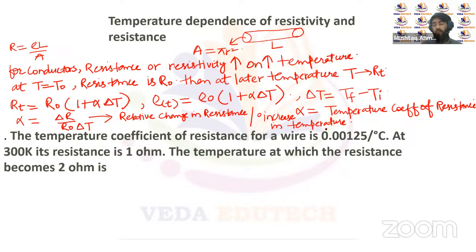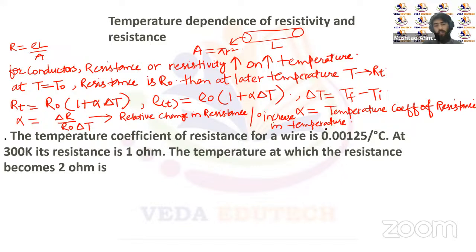And similarly for semiconductors, upon increasing the temperature, the resistance decreases, right? So delta R will be negative for semiconductors and delta T will be positive. It means that for semiconductors, the temperature coefficient of resistance will be a negative quantity. So wherever alpha is positive, it will be a conductor, and where alpha is negative, it will be a semiconductor, right?